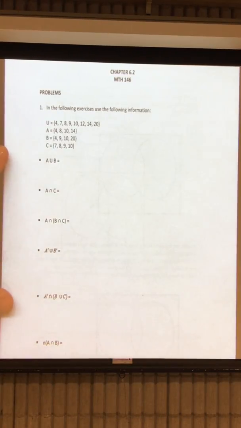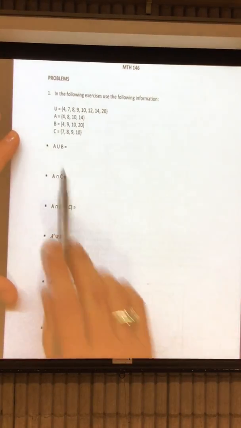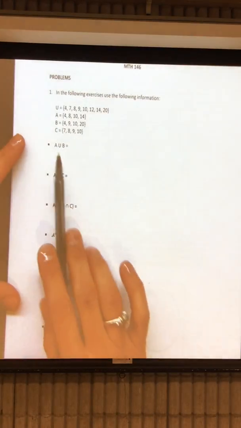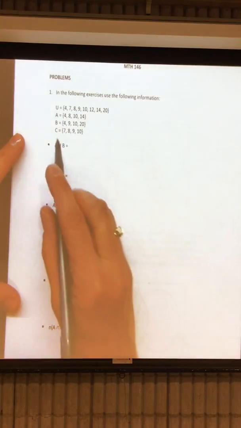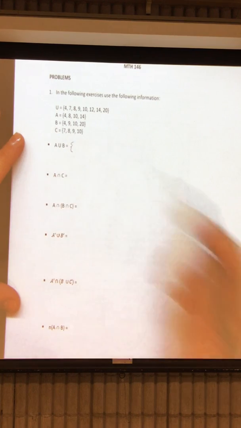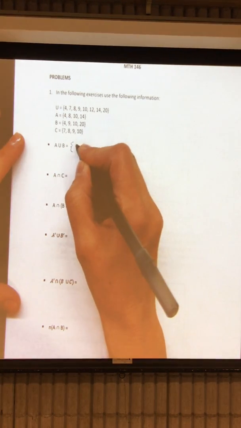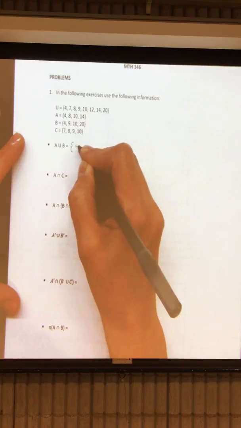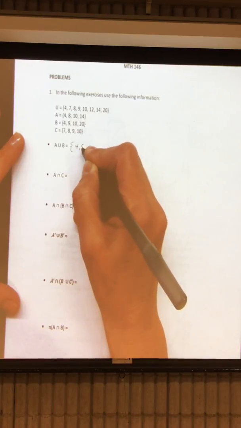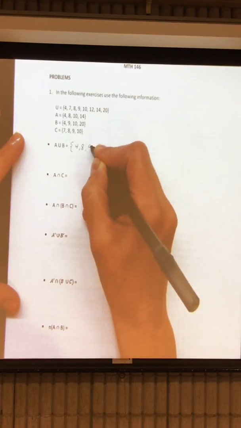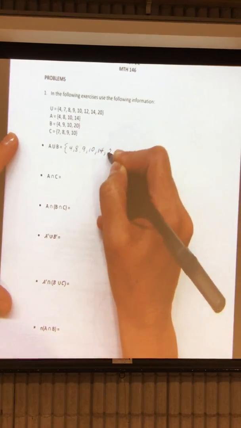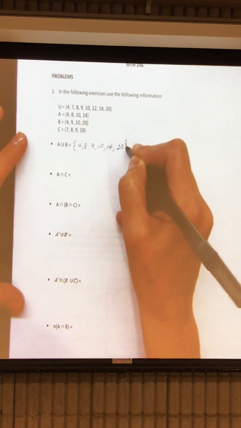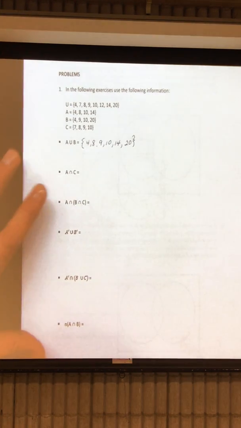Let us begin with Chapter 6, Section 2. Problem number 1, A union B. Let's look at the elements of A and the elements of B. And the union of both are all the elements. So the elements of A are 4, 8, and B we have 9, 10, 14, and 20. And these are all the elements in A or B.